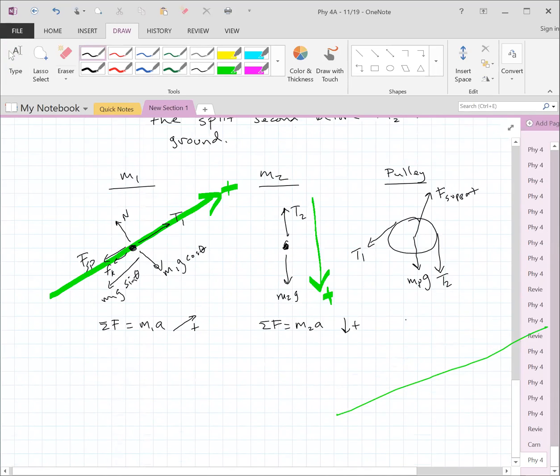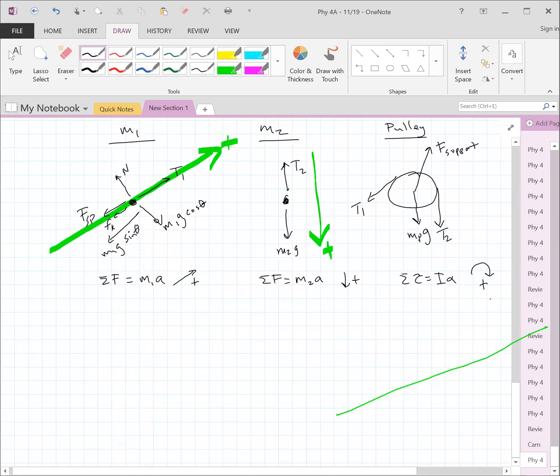And then we have the sum of the torque is I alpha. And what direction is positive? Well, when M1 goes up and M2 goes down, the pulley turns clockwise, right? So that has to be our positive direction. Another way of saying that is into the page. That also denotes a clockwise torque.